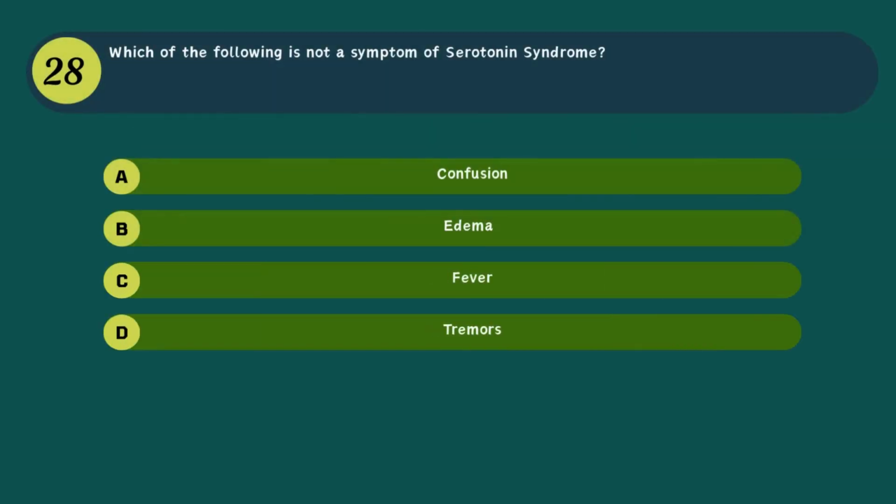Question 28. Which of the following is not a symptom of serotonin syndrome? A. Confusion. B. Edema. C. Fever. D. Tremors.